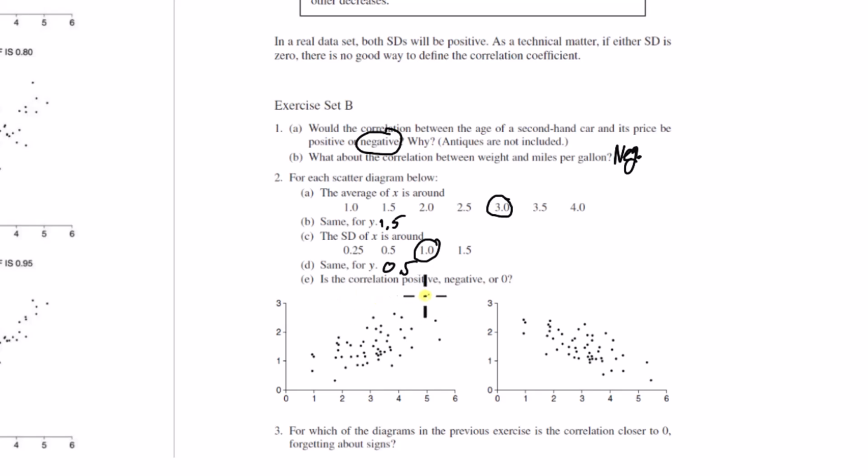Is the correlation positive, negative, or 0? Okay, so positive, negative. So positive and then negative. For which of the diagrams in the previous exercise is the correlation closer to 0? Forgetting about sign. Okay.